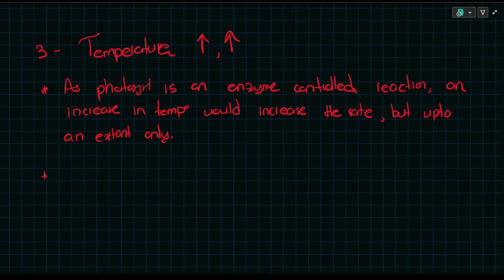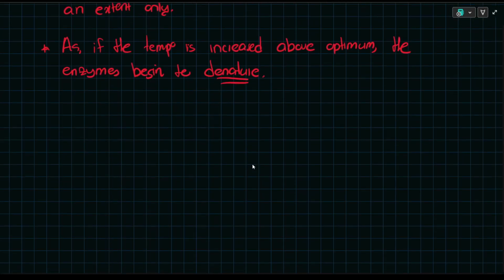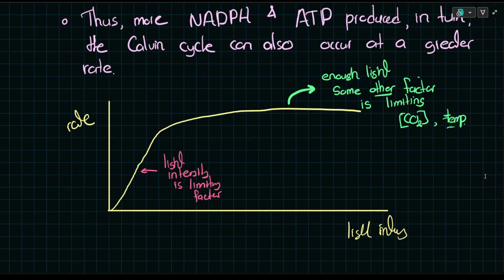What is this extent and how does it work? If the temperature is increased above the optimum, we know what happens to enzymes. Enzyme denaturation occurs. Now these two graphs looked exactly the same right over here. They look precisely the same, basically.